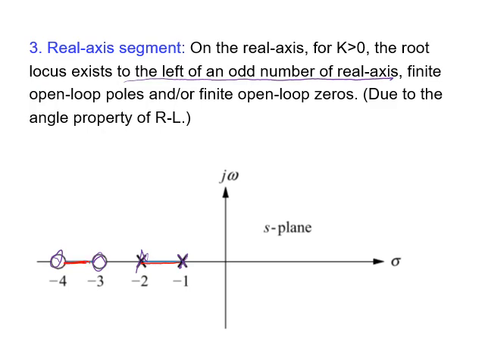This red color is the root locus. So if you notice, behind the root locus there will be an odd number of elements. Behind this one, there is one. Behind this one, there are three, and so on. That's what he means by real axis segment.